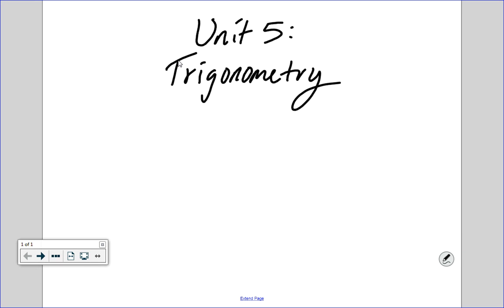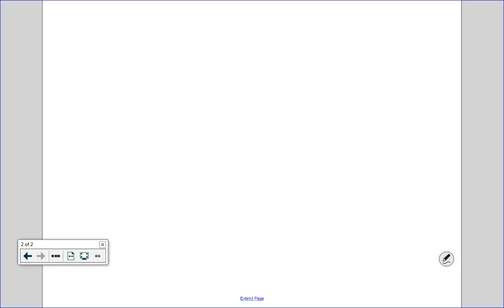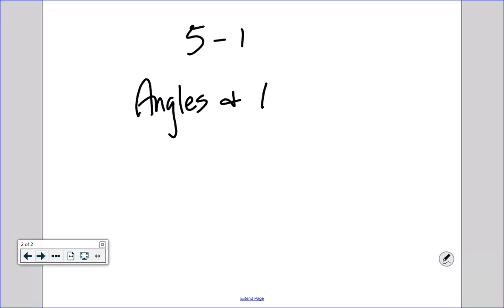So we're starting, like I said, with basic trig. And before we can even start with that, we're going to start very, very basic today. We're going to start by reviewing how to work with angles and degree measures.